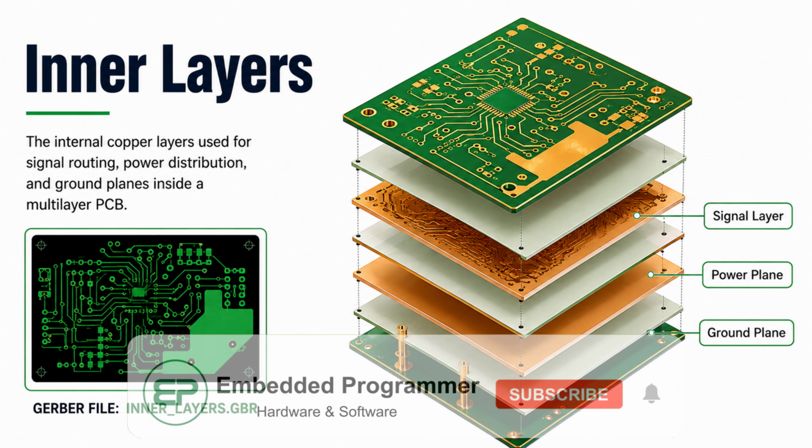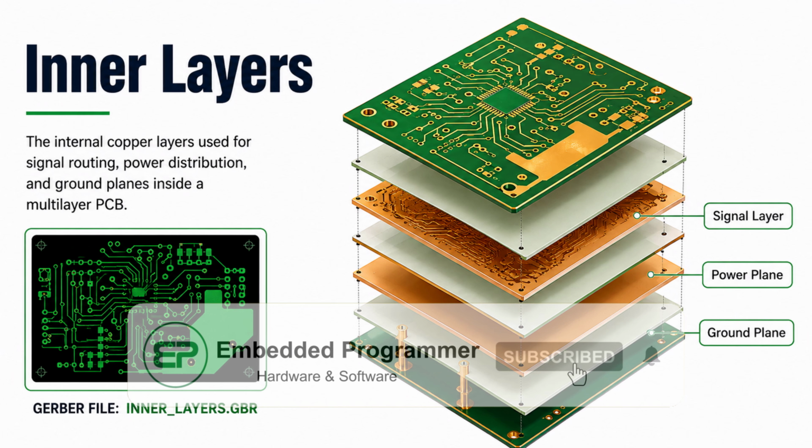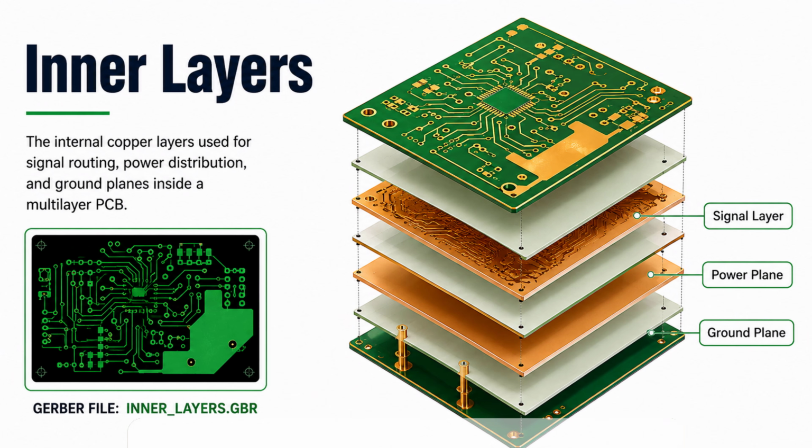Inner layers are used in multi-layer PCBs and are located inside the board, between the outer top and bottom layers. These layers are not visible after manufacturing, but they are extremely important for electrical performance. Inner layers can be used for signal routing, power distribution, and continuous ground planes. In more advanced designs, one inner layer may be dedicated to ground, while another may be dedicated to power. This helps reduce noise, improve return current paths, and provide more stable voltage delivery to components.